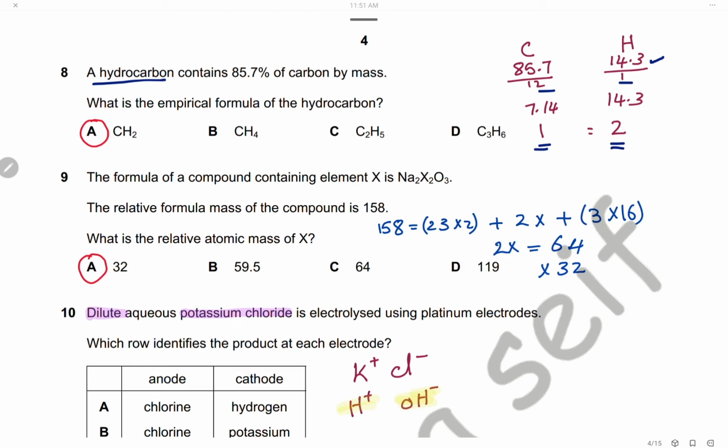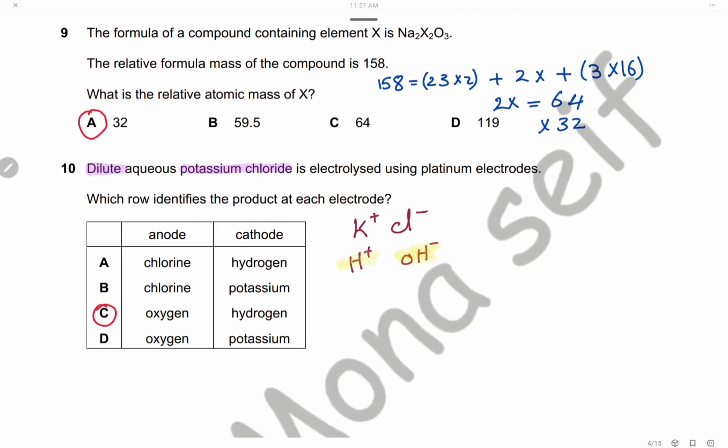So the empirical formula will be CH2. Question 9. The formula of a compound containing element X is Na2X2O3. The relative formula mass of this compound is 158. What is the relative atomic mass of X?